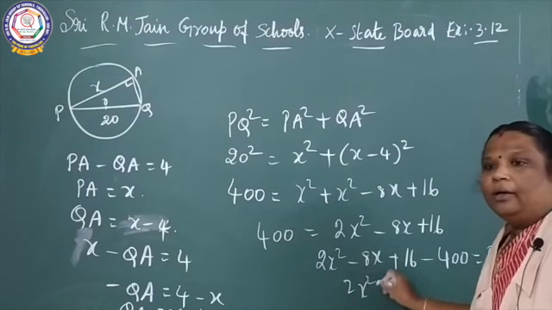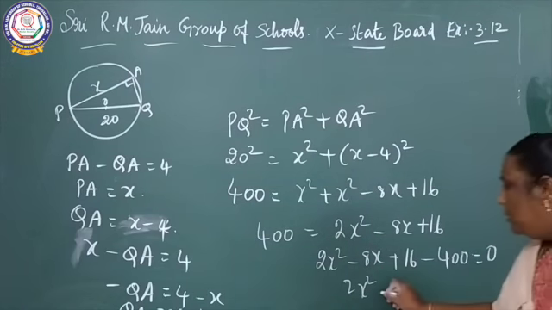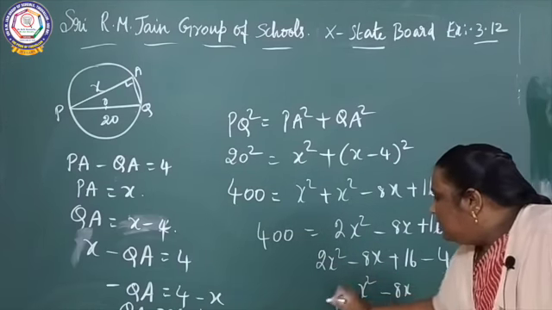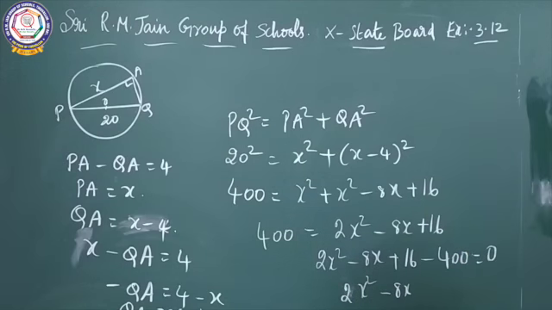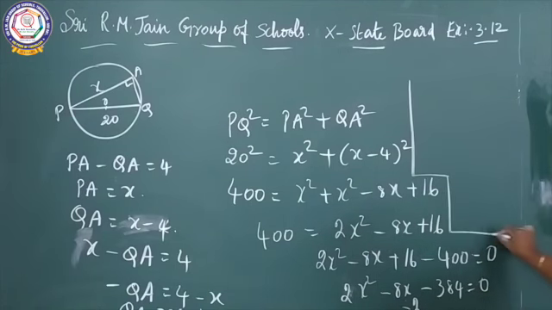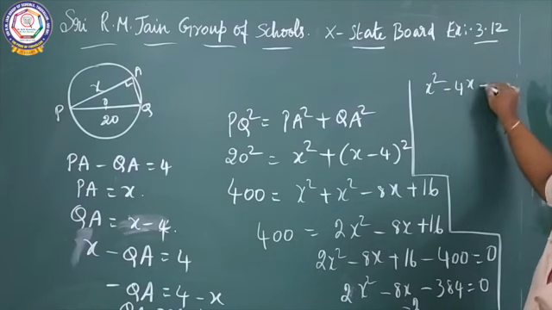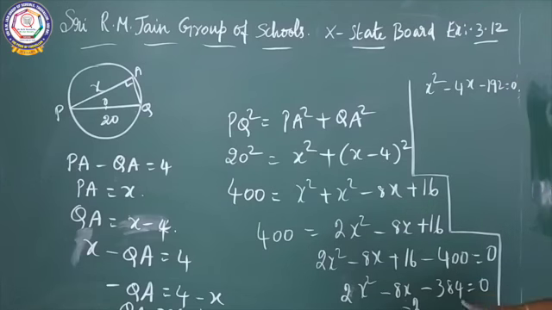2X square minus 8X, 16 minus 400 is nothing but minus 384 equal to 0. Divided by 2, what is the value we are getting? X square minus 4X minus 192 equal to 0.